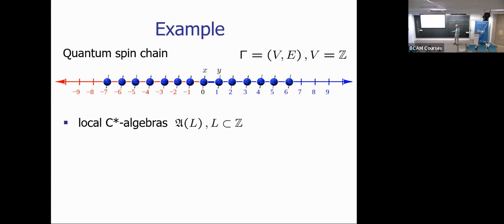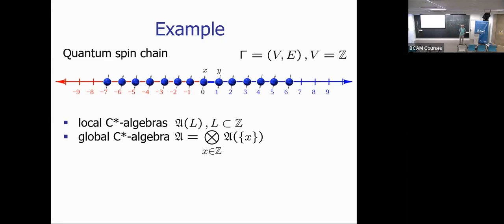And now it's clear that we can take any subset of integers and associate a local C star algebra to all subsets of integers. But of course, there are smallest subsets of integers, and these are the single points on the integer line, on the integer graph, so to say. And so we can start with assigning one algebra to each individual lattice point. And then of course we can formally obtain the global C star algebra by taking the tensor product of the local algebras over all the lattice points. So x goes over the entire Z. And then you see immediately that we have a system with an infinite number of degrees of freedom.